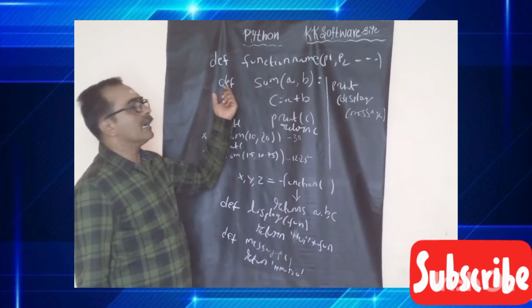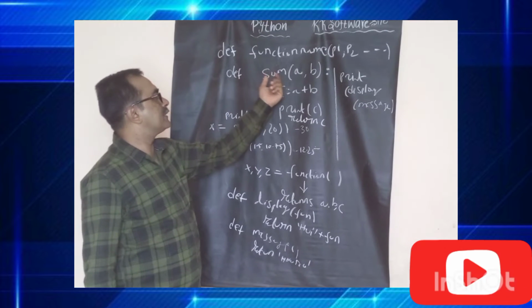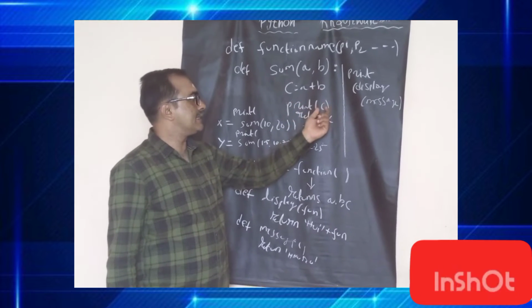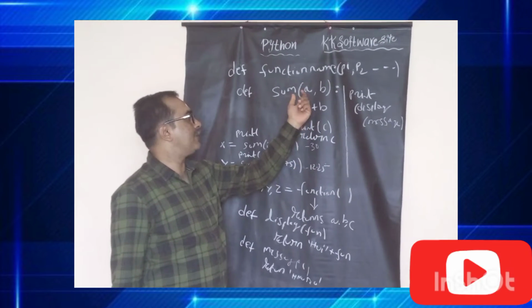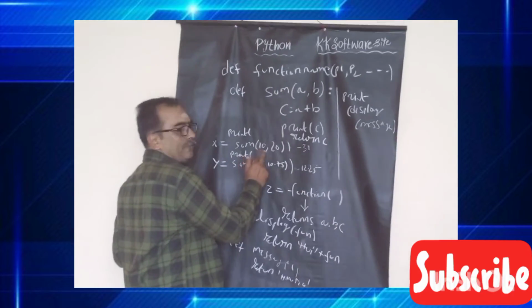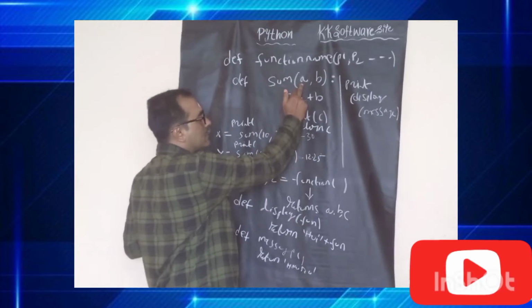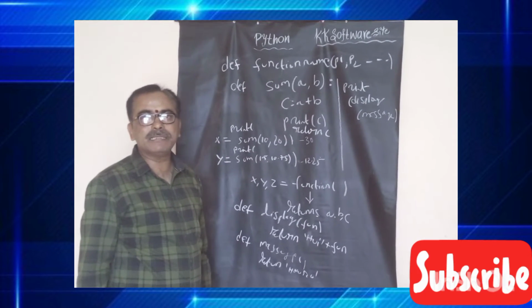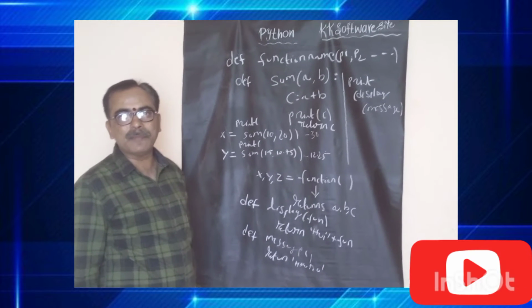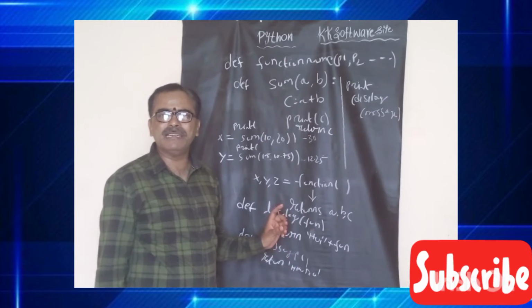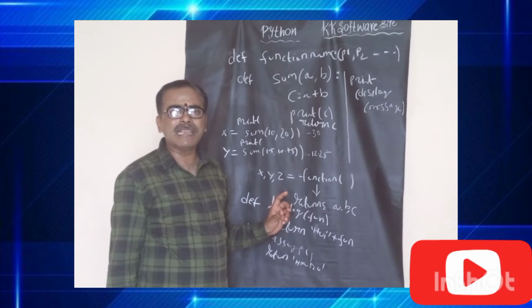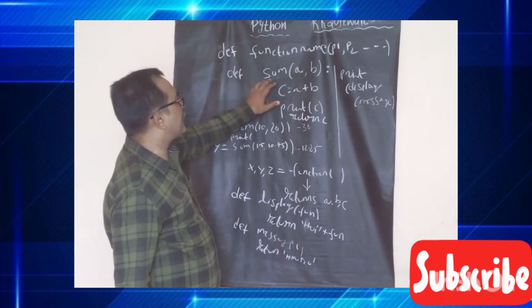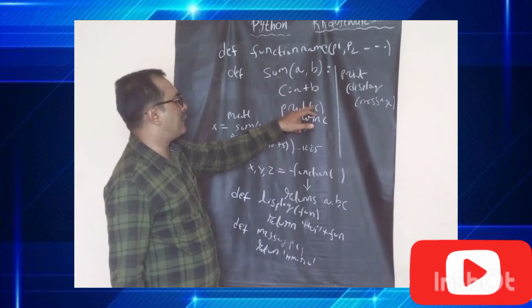If you observe here, I have written a sample function: def sum, a comma b are parameters, colon, c is equal to a plus b, print c and return c. Print c means if I pass the parameters, print sum of 10 comma 20, 10 will be passed to a and 20 will be passed to b. In this function I have not mentioned any return type or parameter type. This is a very simple and subtle programming technique where you are not passing any specific data type. So def sum a comma b, c is equal to a plus b, print c and return c.